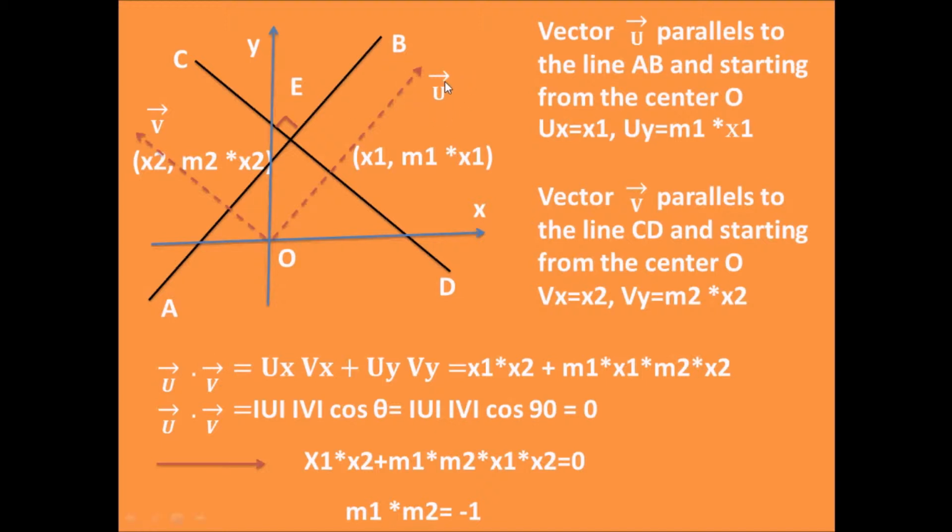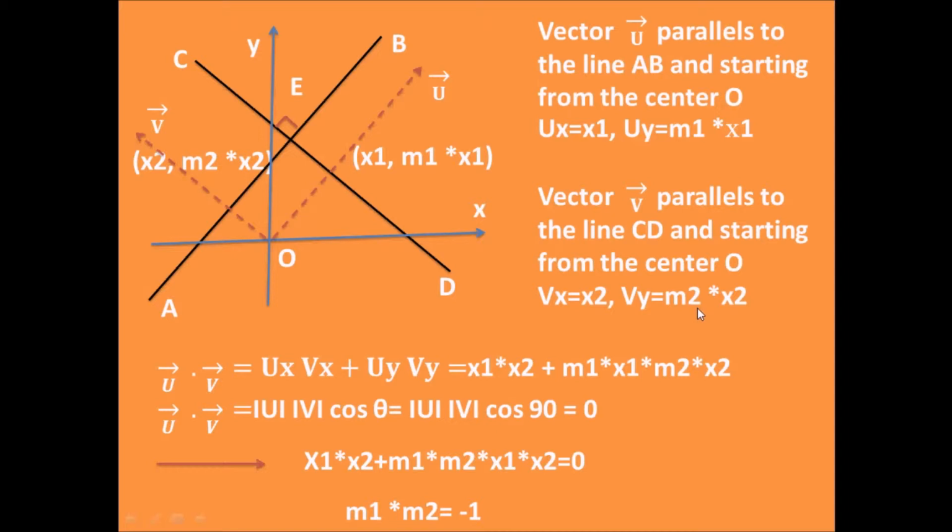then this vector u should have the same slope as AB, since they are parallel to each other. Then any point on this vector u should have ux equals x1 and uy equals m1 times x1. Similarly, we can draw a vector v starting from point O and parallel to the line CD. So the vector v should have the same slope as the line CD. Then vx should be x2 and vy should be m2 times x2.